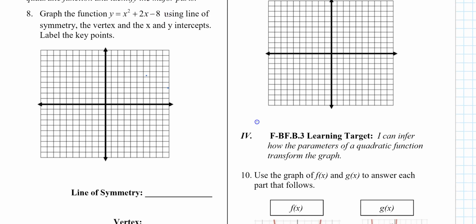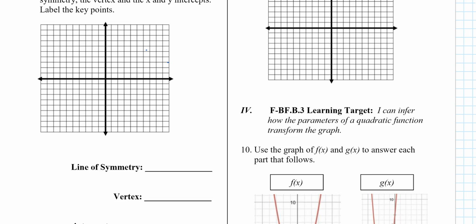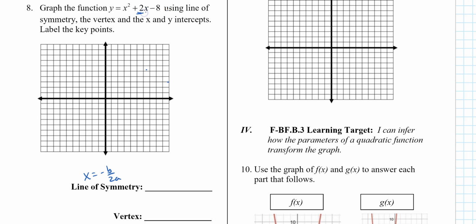So number 8. Graph the function y equals x squared plus 2x minus 8 using line of symmetry, the vertex, x and y intercepts. Label the key points. So we're going to start with the line of symmetry. We know the equation for the line of symmetry is x equals -b over 2a. My b value is 2, so it's -2 over 2 times a, which is 1, which gives me -2 over 2. So the line of symmetry is x equals -1.